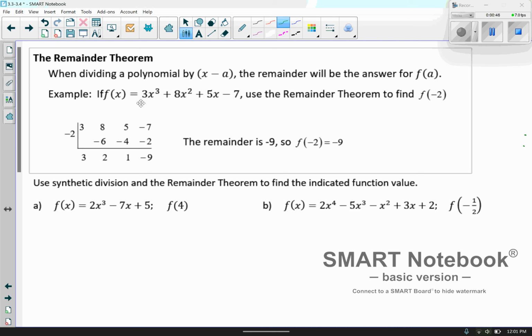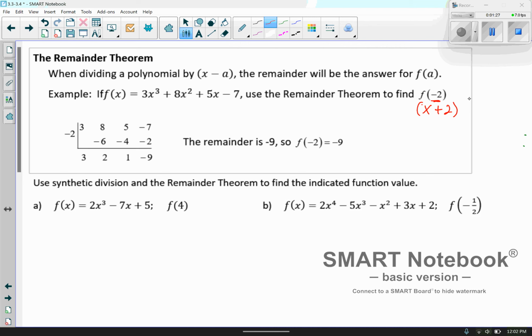If we have this function, 3x cubed plus 8x squared plus 5x minus 7, we're going to use the remainder theorem to find f of negative 2. What that represents is a factor written as x plus 2, because when you solve it, the solution to this factor would be negative 2. By the way, that will be the magic number, because you set the factor equal to 0 and solve to find your magic number for the synthetic division.